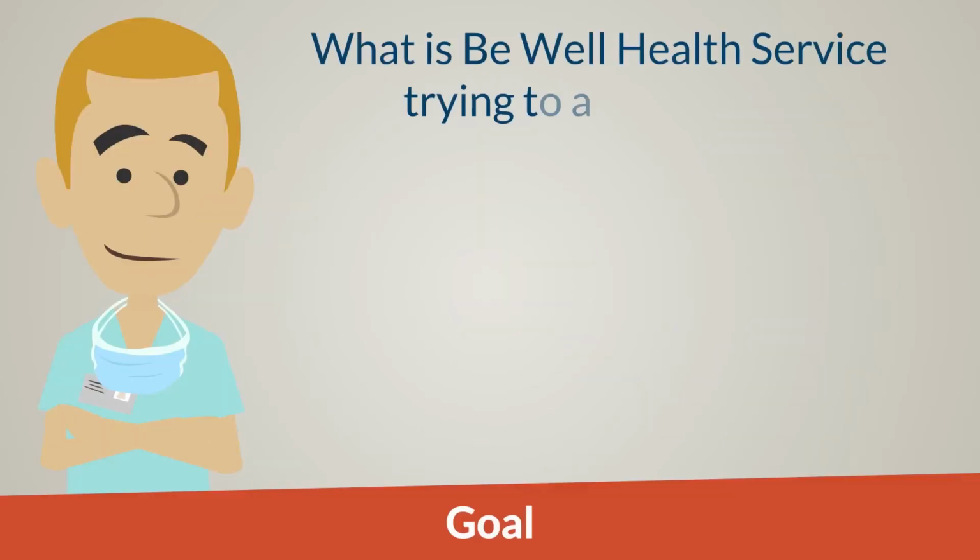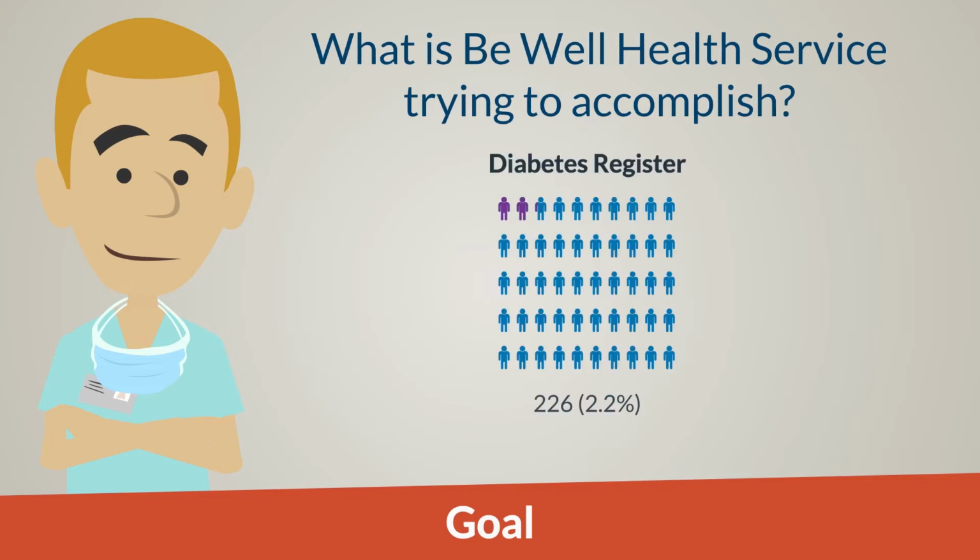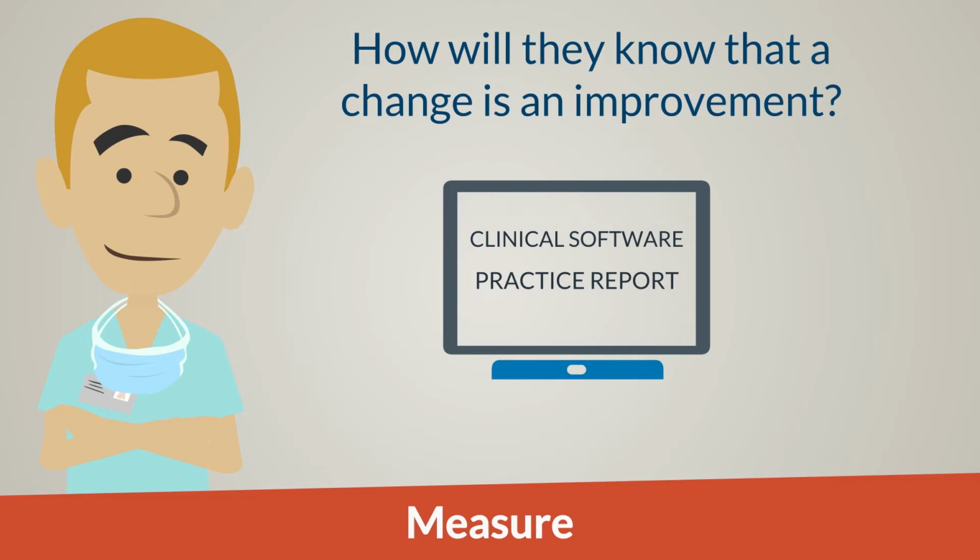They ask themselves the three fundamental questions. What is Be Well Health Service trying to accomplish? Create a reliable diabetes register within 3 months. How will they know that a change is an improvement? Be Well Health Service will access this data via their clinical software and the report provided by their PHN.